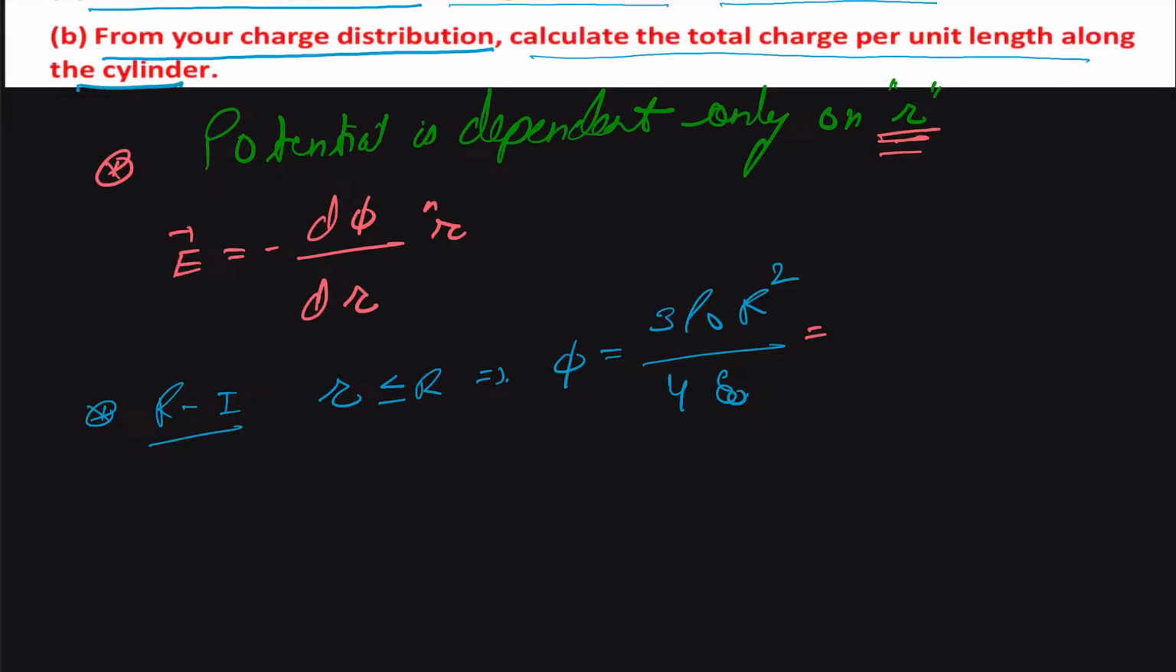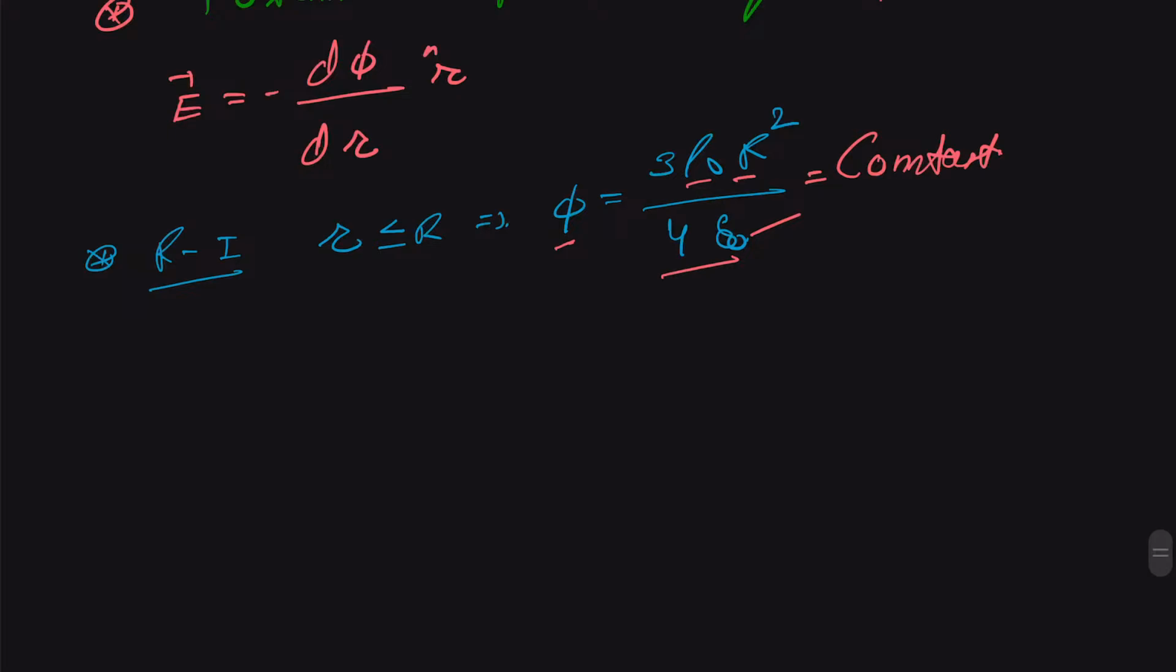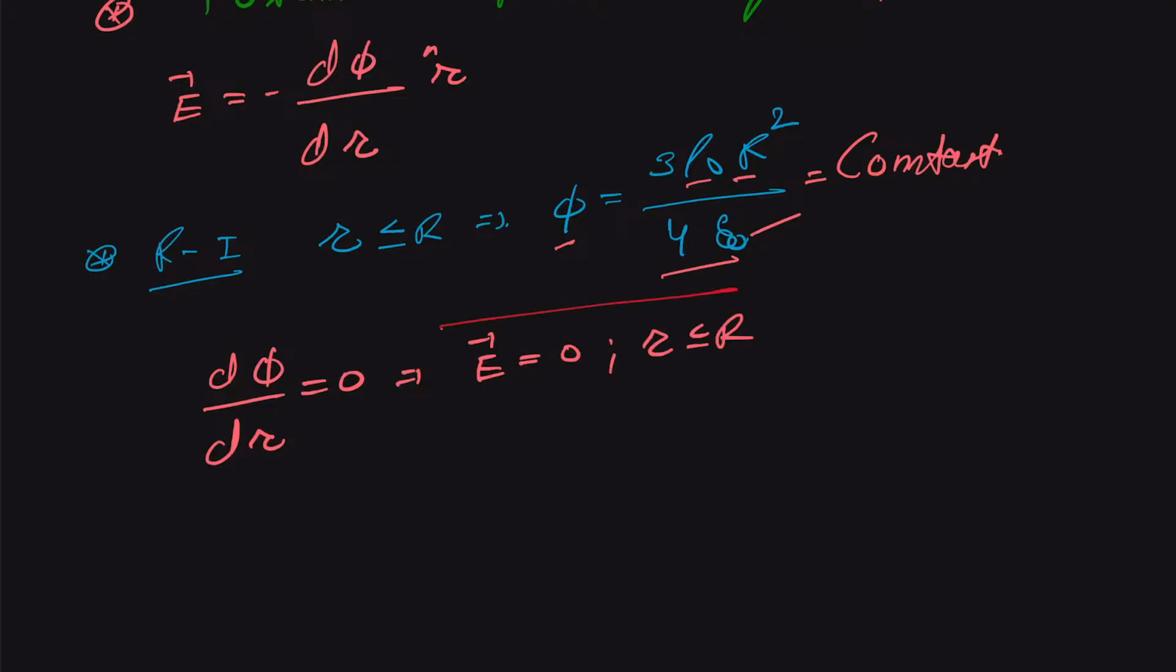So we can treat it as a constant, because every aspect of this formula is constant. The radius of the cylinder is constant, rho naught is mentioned as constant, and epsilon naught is constant. Therefore, its derivative d phi upon dr will be equal to 0. So we get that the electric field will be equal to 0 when r is less than or equal to capital R. So this is for region number 1.